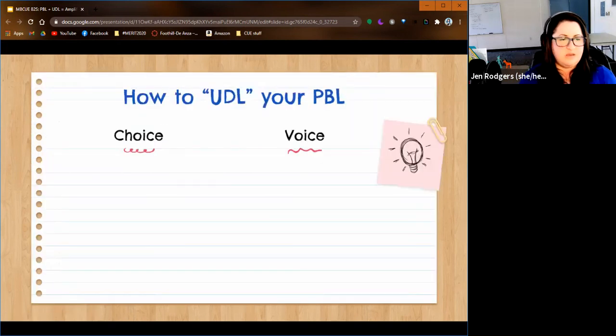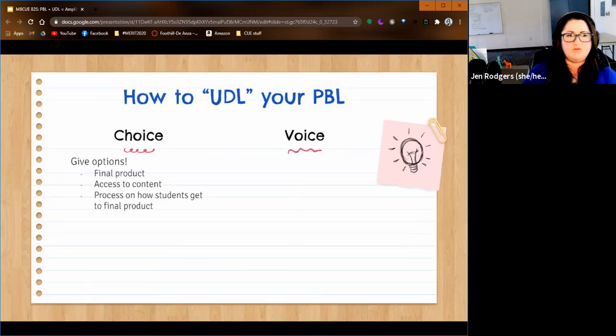So by embedding choice into the project, they have many options, not just on the final product, but how they're going to show what they know, what they're going to produce, but also how they're going to access the content. If a textbook doesn't work for some students, who says they can't watch a video about it and learn through a video, and then maybe read an article to get practice reading? But why not? Who says we can only get the information from one source?